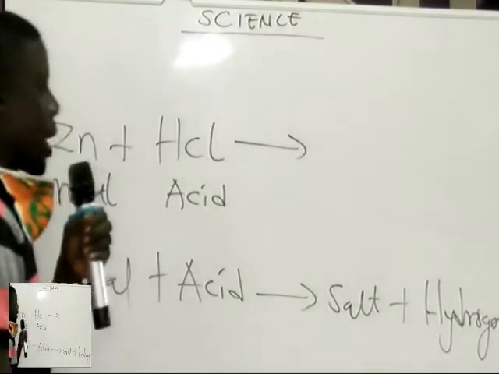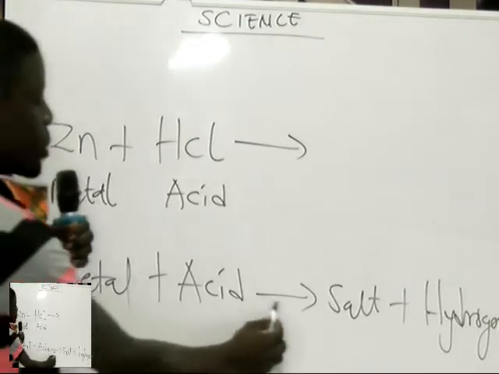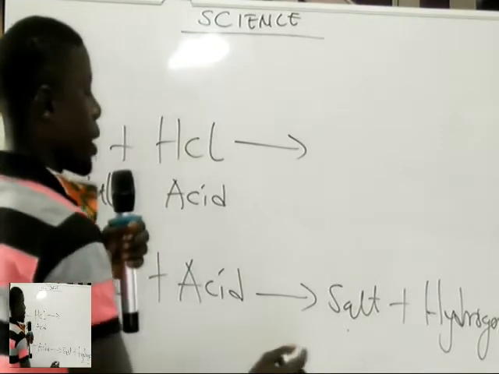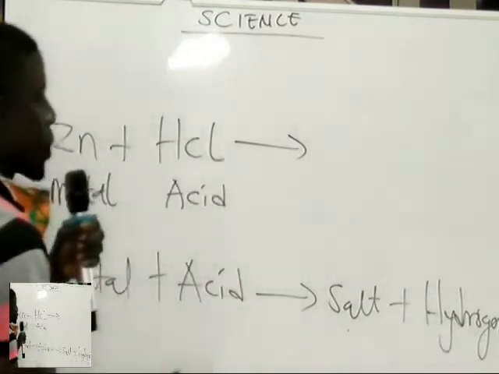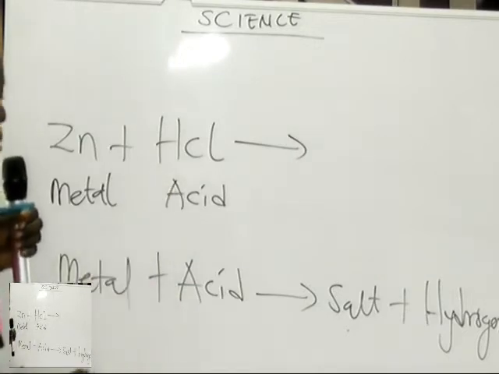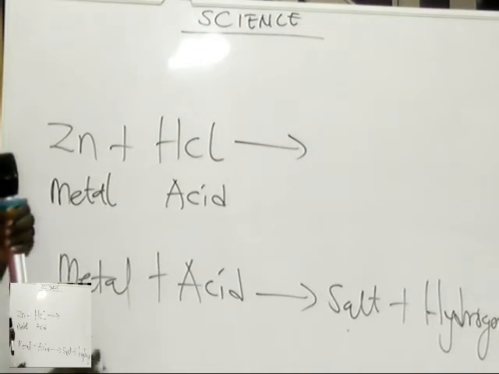I want you to understand this before we go to the chemical reaction. Now, metal plus acid gives salt. The first product is salt, and the second product is hydrogen gas. Now, before we start on the chemical reaction, let us look at the ionic formation.